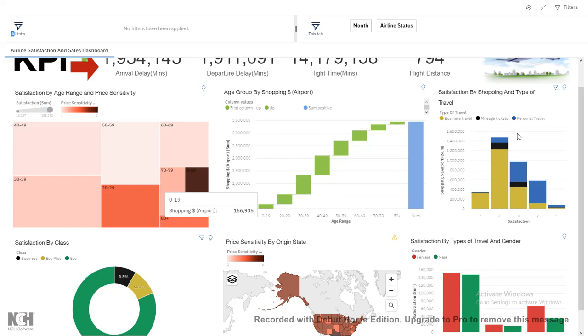And here we are representing the satisfaction by shopping and type of travel. As you can see, these are the satisfaction ratings, and the ratings for which they are more satisfied are the business travelers. The business travelers, which is represented by gold there, are much more satisfied with the ratings.